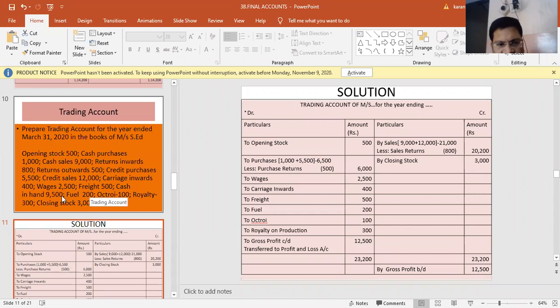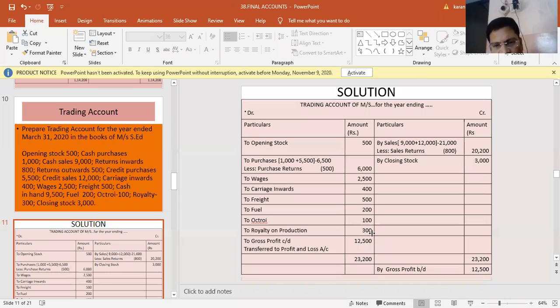Cash in hand will not come. It's not an item of expense. It's an asset. Fuel, nothing is mentioned. It's a manufacturing expense type. So fuel 200 is written over here in the trading account because of direct expense. Octroi is nothing but a type of customs, a type of duty when you import the goods. Then royalty is nothing but when somebody is producing for you, you are giving them the royalty. That is 300. Royalty is a direct expense related with production.